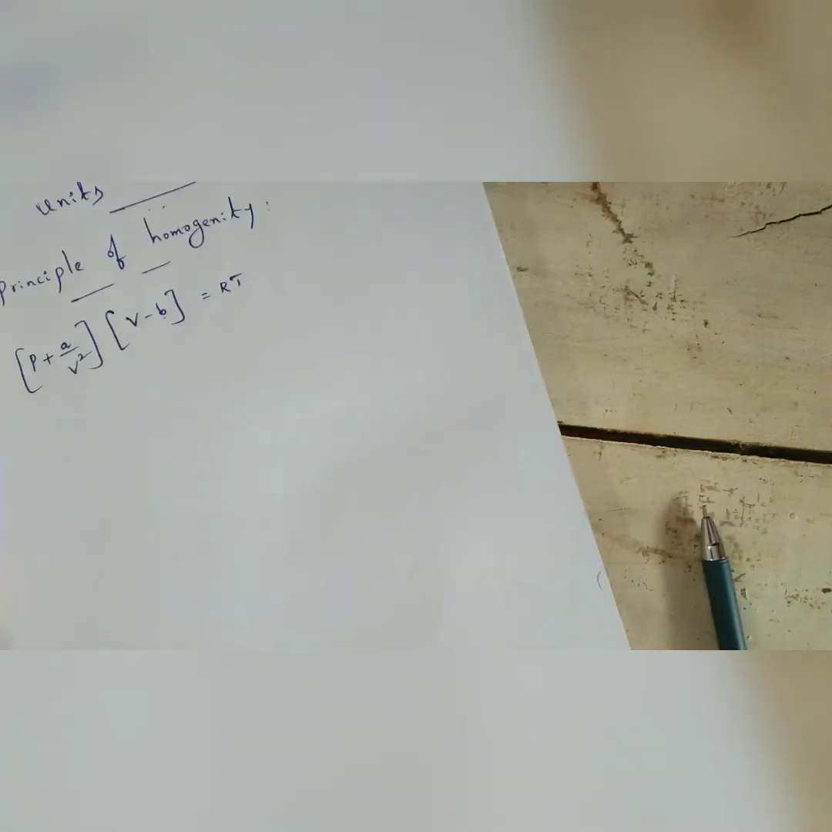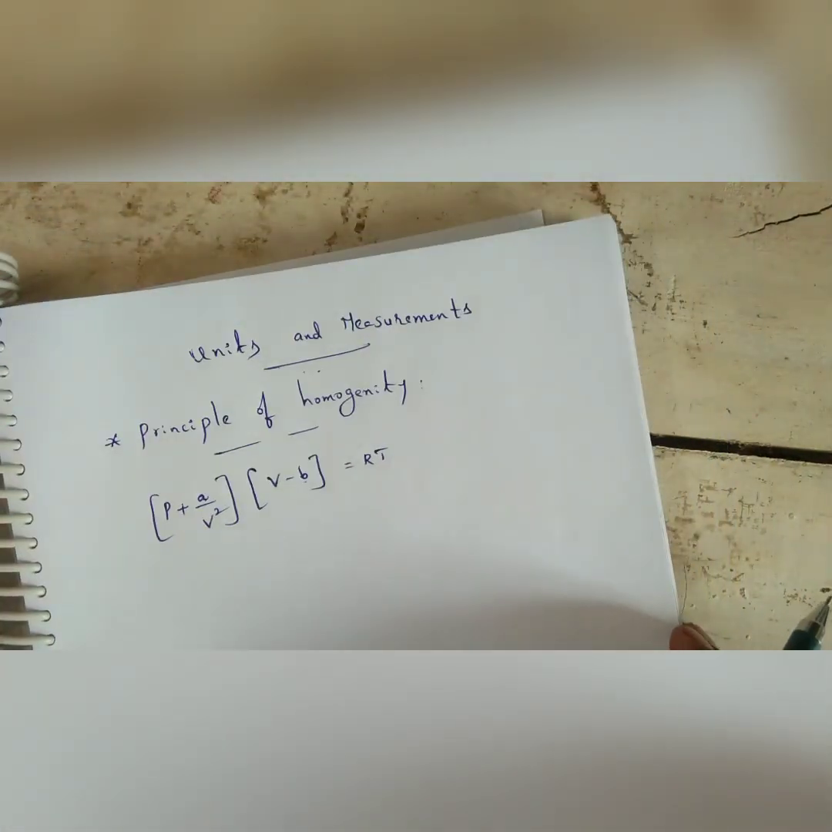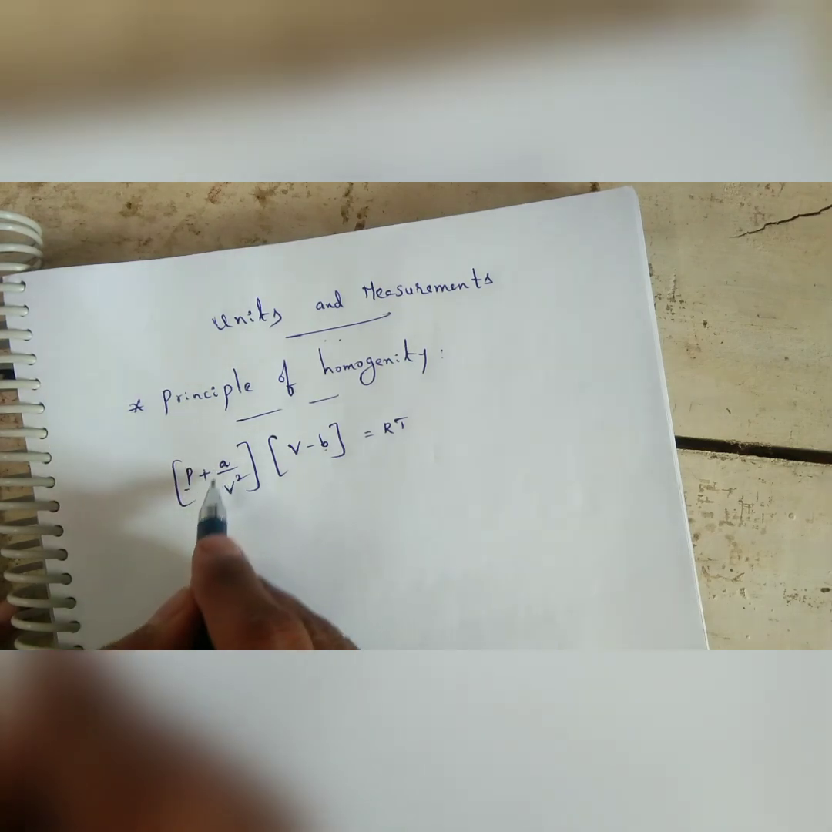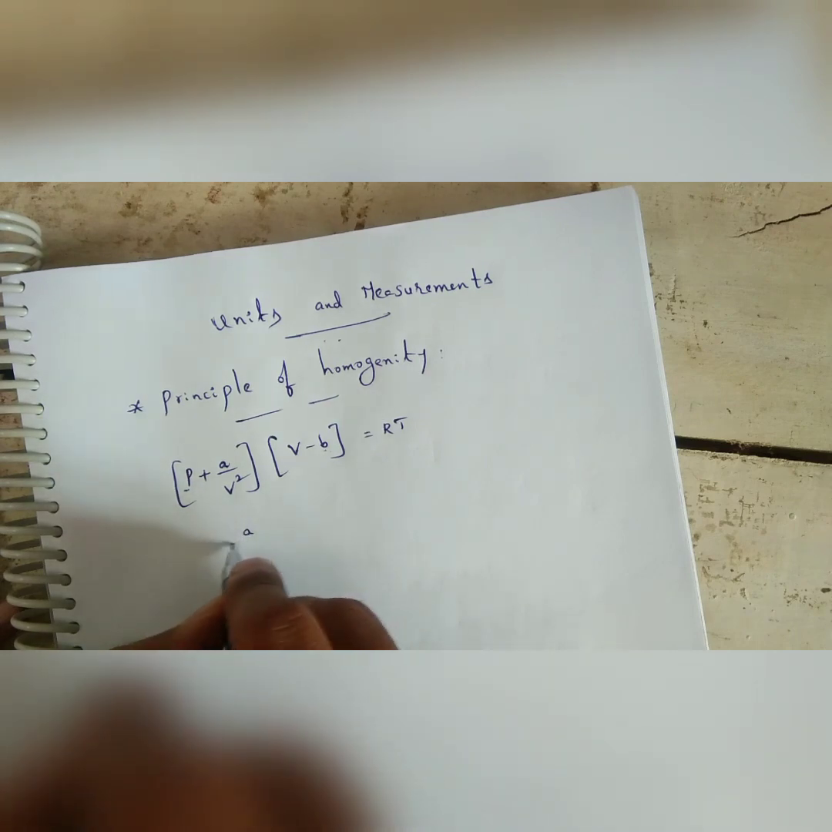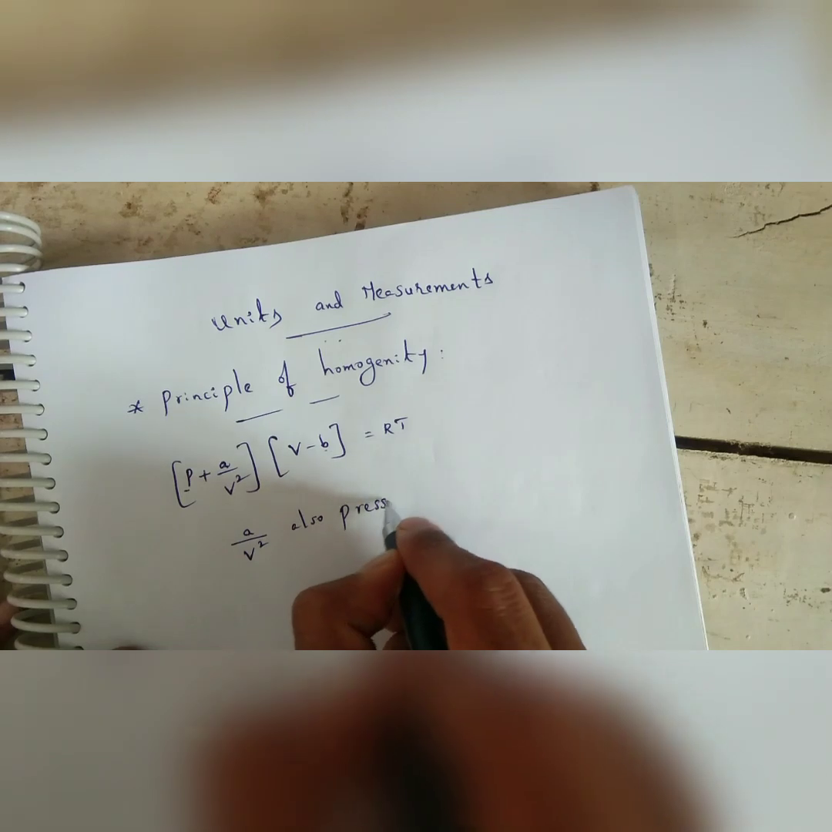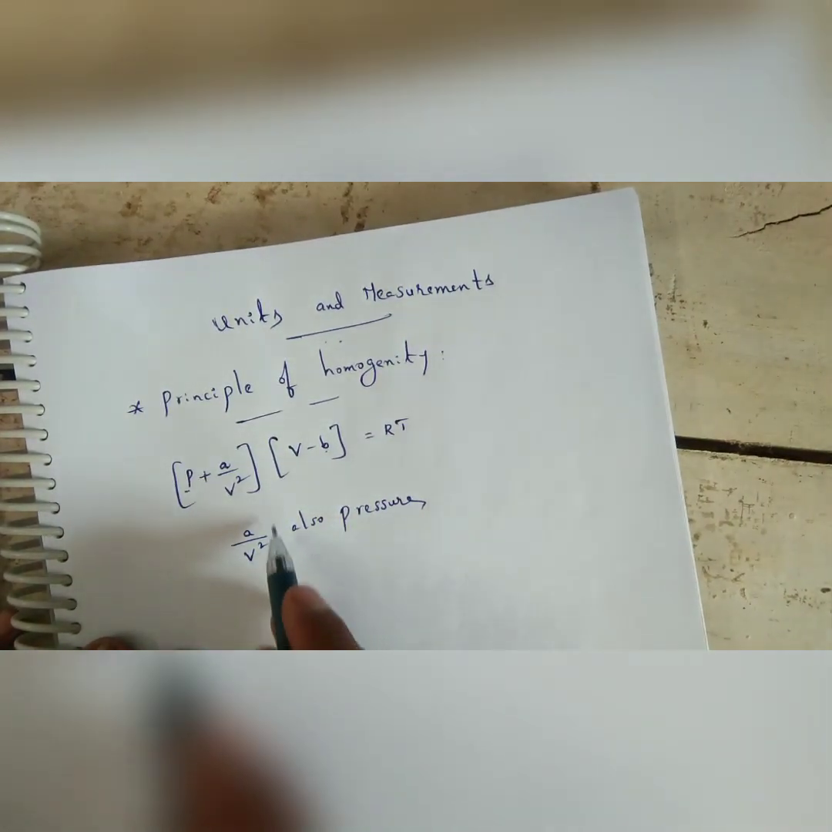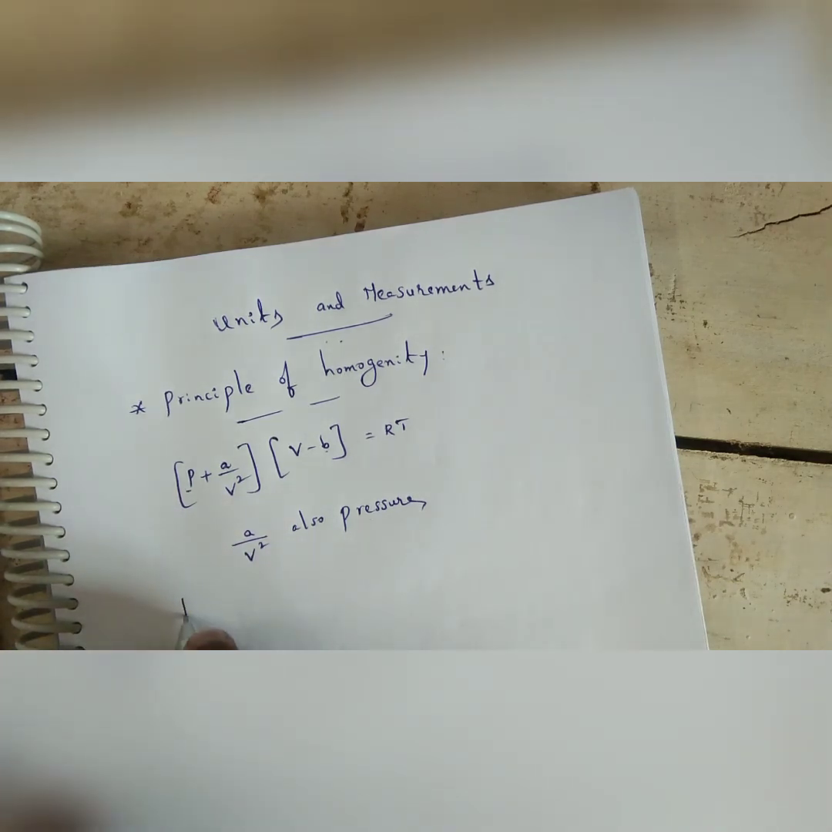For that purpose I am using the principle of homogeneity. According to the principle of homogeneity, the addition and subtraction takes place between the same kind of physical quantities. It means this P is the pressure, and pressure should be added with pressure only. It means a/V² is also pressure, so whatever the dimensional formula of pressure is, a/V² has the same dimensional formula. What is the dimensional formula of pressure?